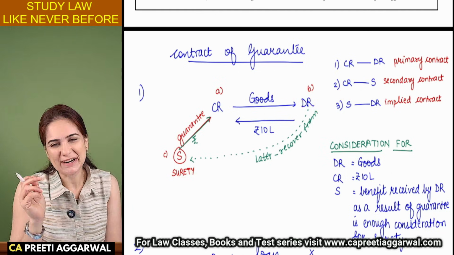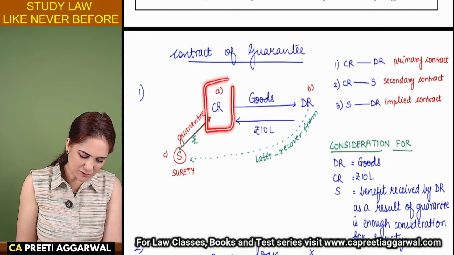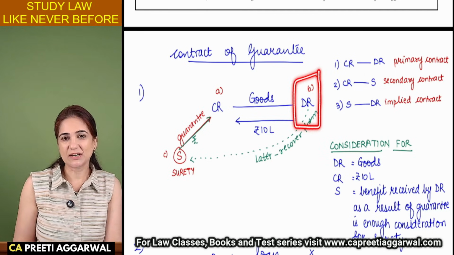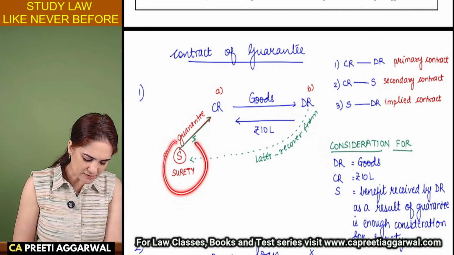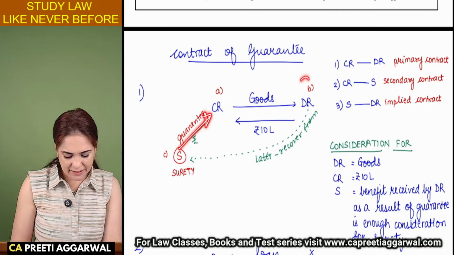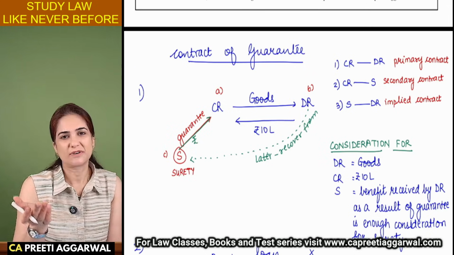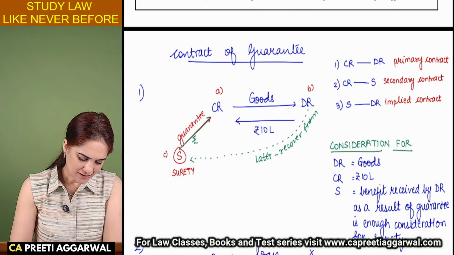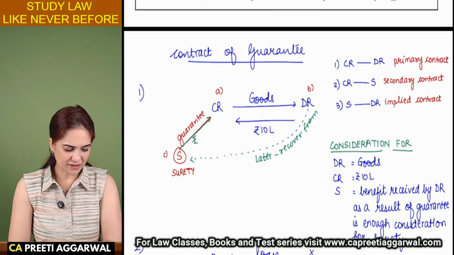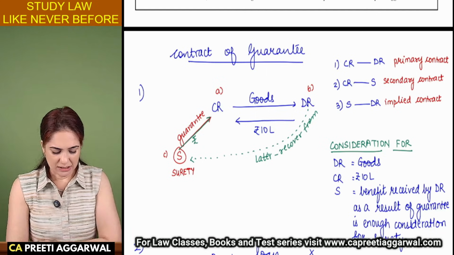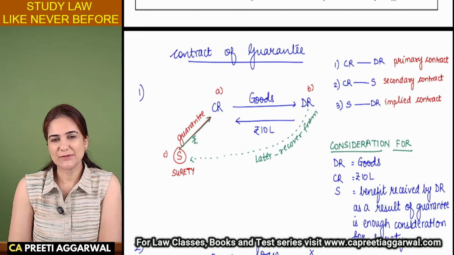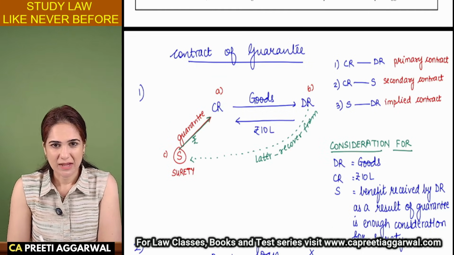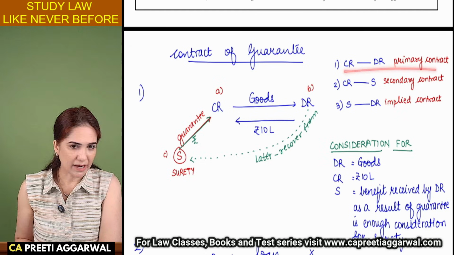Okay, now let me also highlight the parties for you. The person who gives the goods on credit is known as the creditor. The person to whom the goods are given is the debtor. The person who gives the guarantee is the surety. Debtor is also defined as a person on whose behalf the guarantee is given. So in this case, there are three parties. The person to whom the guarantee is given is the creditor. The person on whose behalf the guarantee is given is the debtor, and the person who gives the guarantee is the surety. So this is the primary contract between the creditor and the debtor.